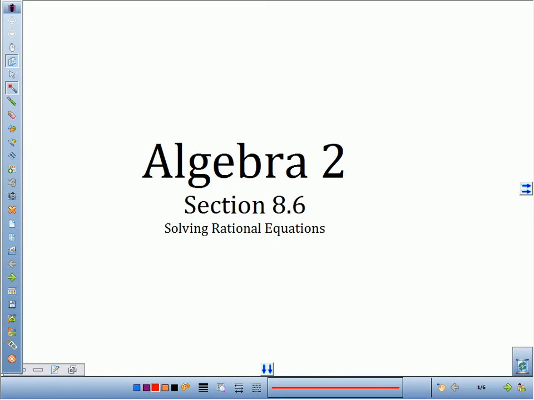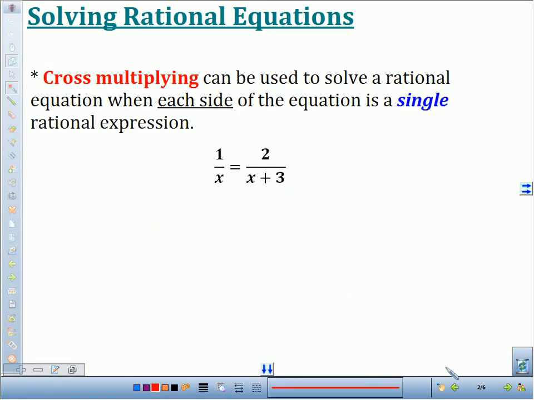Alright, these are the notes for Algebra 2, Section 8.6. We are solving rational equations. We've already seen how we can add and subtract rational expressions, multiply and divide, etc. So now we're going to actually solve equations using rational expressions.